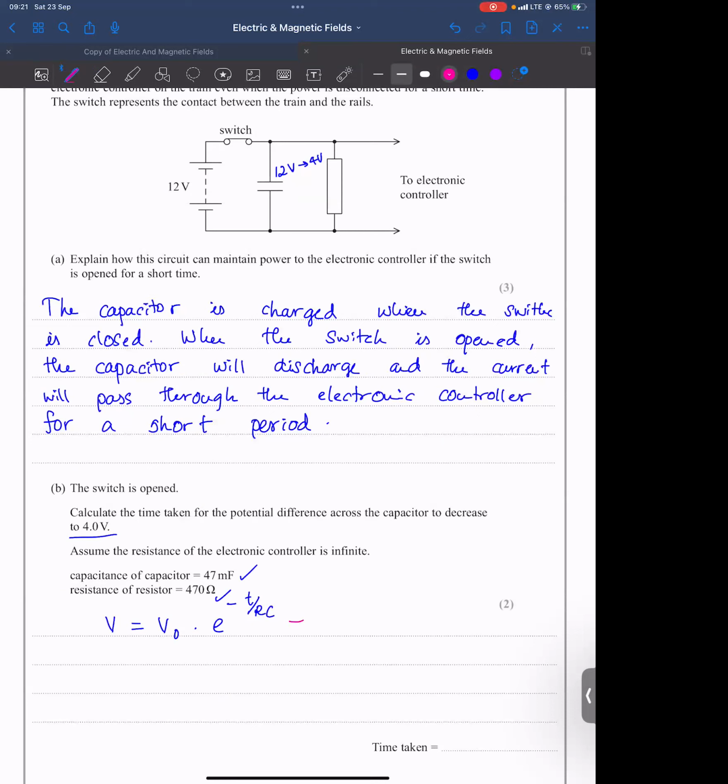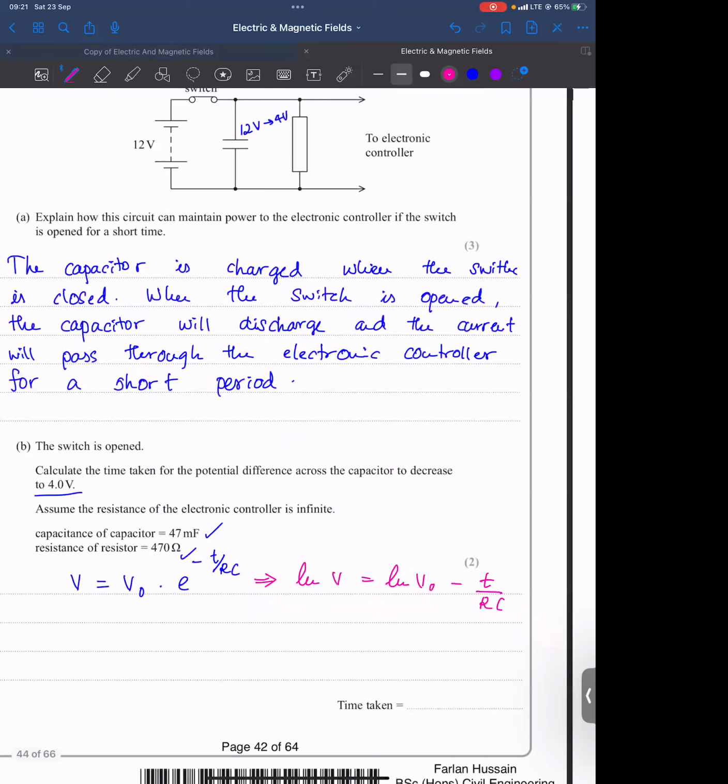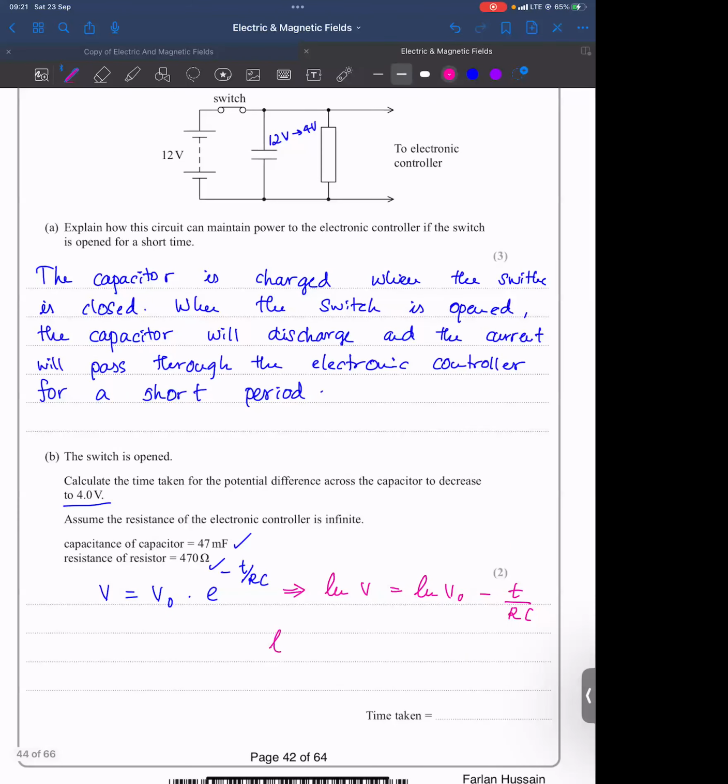There's another form of this equation, right? ln V is equal to ln V naught minus t over RC. We can use that here. So ln V, which has come down to 4, equals ln of the initial voltage 12, minus t over R, which is 470, times C, which is 0.047. To convert millifarads to farads, divide by 1000.